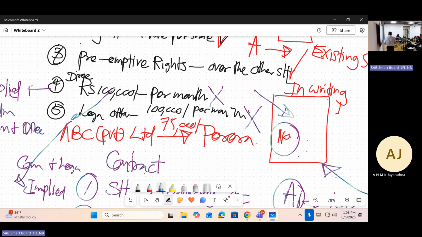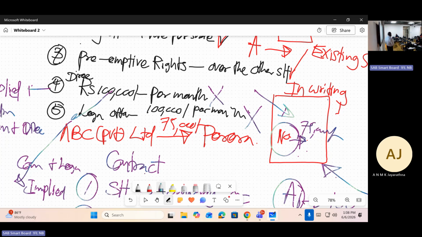If the appointment letter says the salary payable is 75,000 rupees, then what is the amount this director is entitled to? 75,000 or 100,000? Then 75,000. He cannot ask for 100,000 rupees. He cannot imply because it is expressly mentioned. Salary payable is 75,000. Understand? It is expressly mentioned.